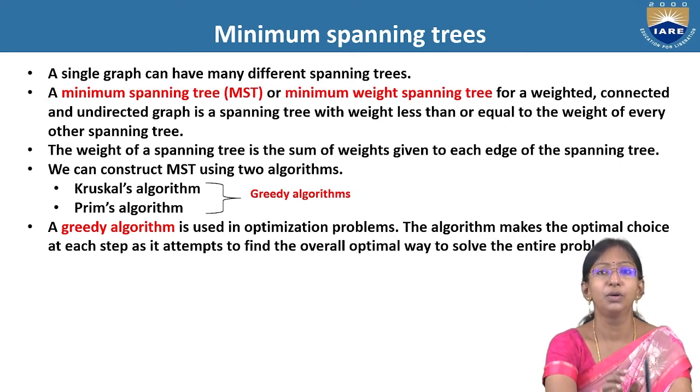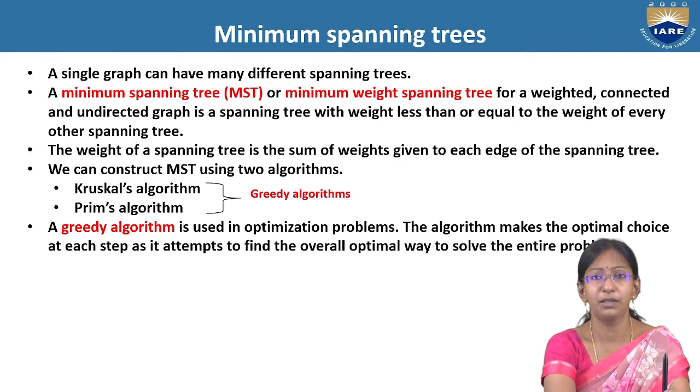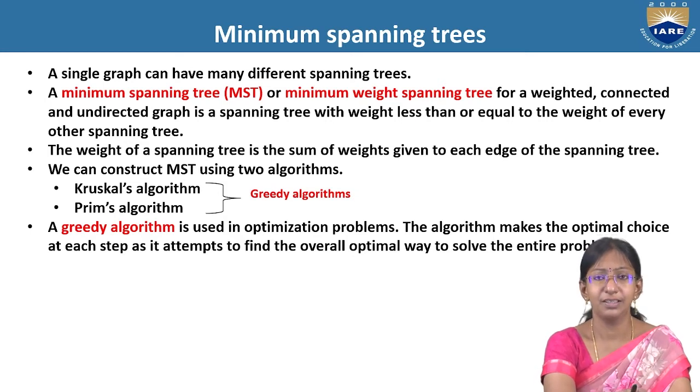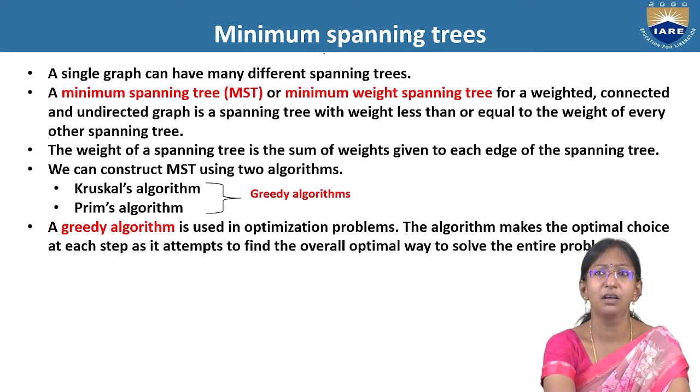Okay, and you can have any number of minimum spanning trees, minimum weighted spanning trees. As I said earlier, it's not a unique one. If I start constructing a minimum spanning tree using one node, and you are constructing with the same node, our paths may not be the same, right? So the minimum spanning tree is the sum of weights given to each edge of the spanning tree. It should be minimum. Then it is known as a minimum spanning tree.